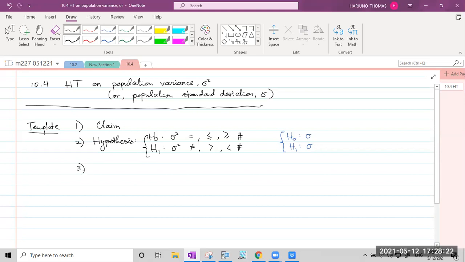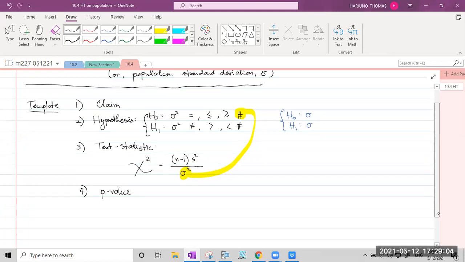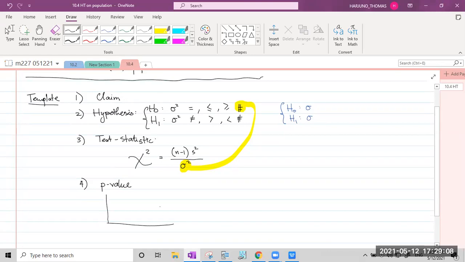Now, step 3, how about the test statistic? We will use chi-squared. Chi-squared equals degrees of freedom, n minus 1, times sample variance over population variance. The population variance comes from the hypothesis. Then from there, we do the p-value. Don't forget the chi-squared distribution is positive, skewed to the right, continuous distribution. That's what it looks like.